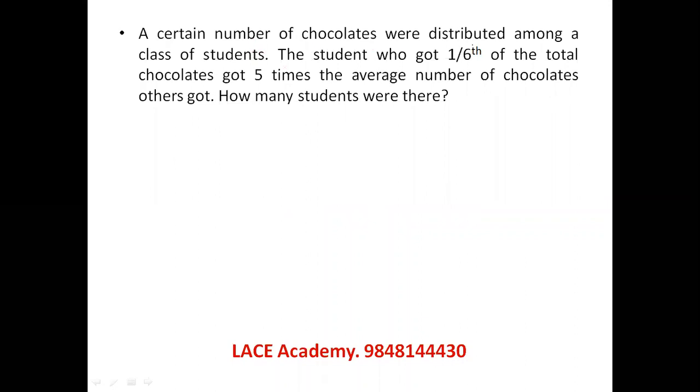A certain number of chocolates were distributed among a class of students. The student who got 1/6 of the total chocolates, his number of chocolates is nothing but 5 times the average of the chocolates other people got. So let's say there are n members and c chocolates. If one person got 1/6 of the chocolates, the other people should be distributing the remaining 5/6 of the chocolates. And this 5/6 of the chocolates is distributed among n minus 1 members. This is the average of the remaining people, remaining chocolates by remaining members. This average times 5 is equal to the chocolates that the person got, which is 1/6 of the total chocolates.